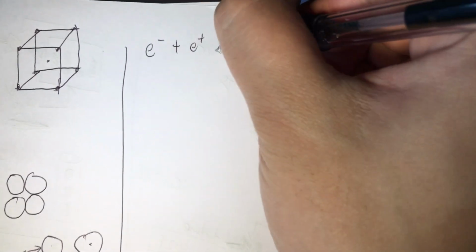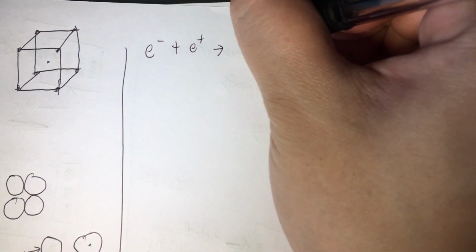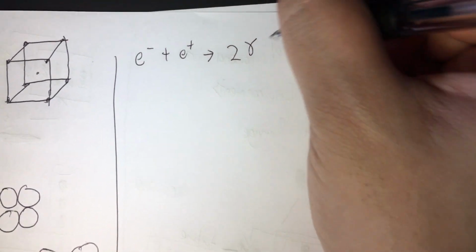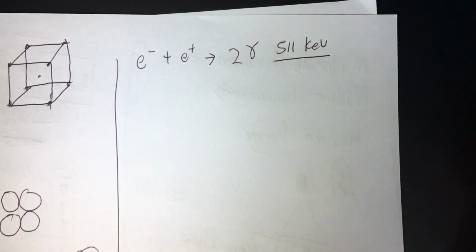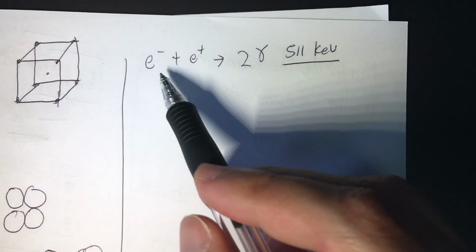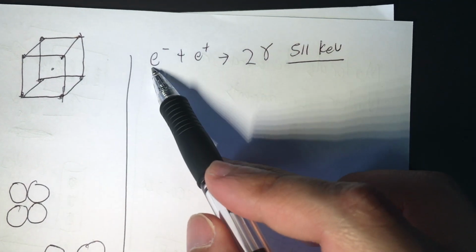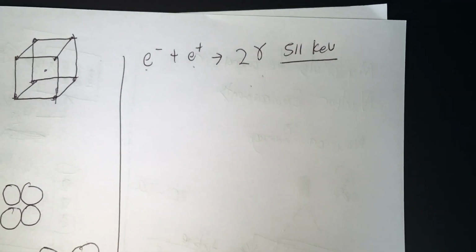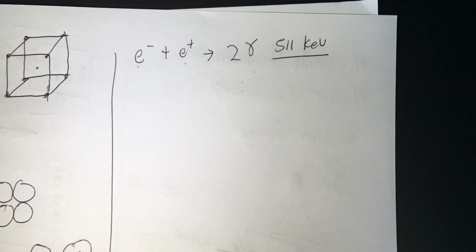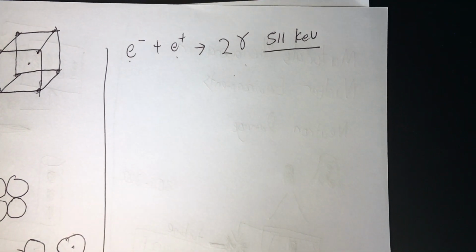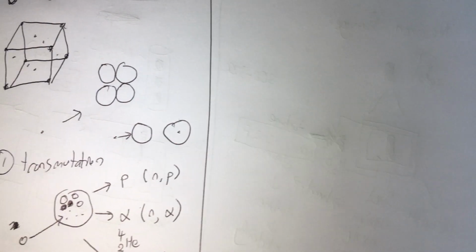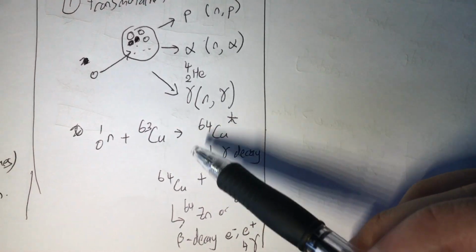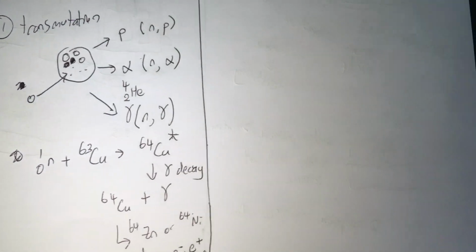These positrons will annihilate an electron and produce two gamma rays of 511 keV. So that is E equals mc squared, where the mass of the electron is converted into the energy of the gamma ray. So this is known as nuclear transmutation. And for some elements, this happens to be quite a problem, especially with copper.